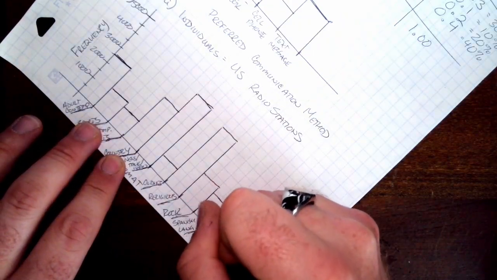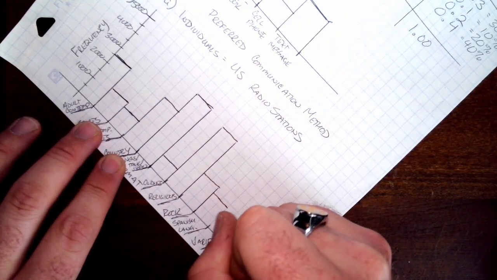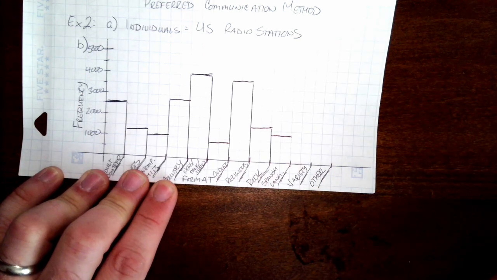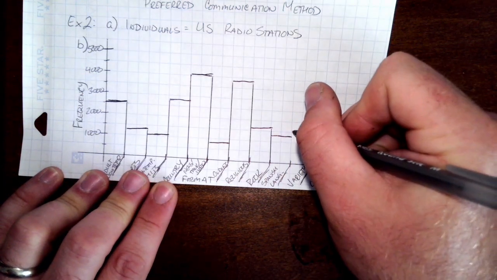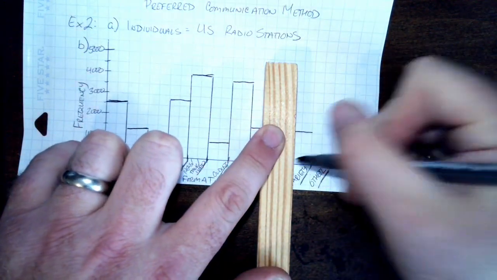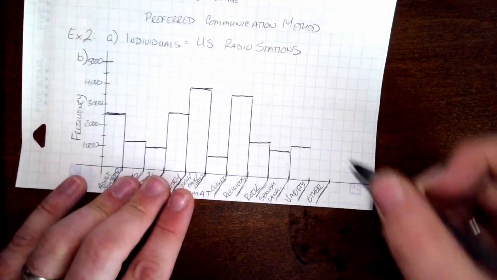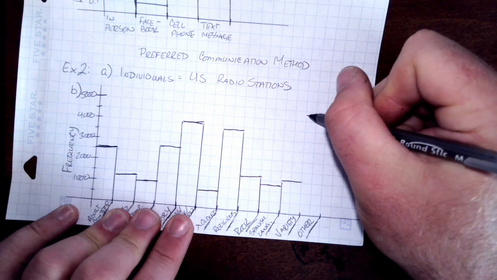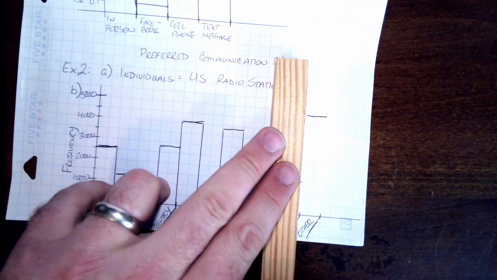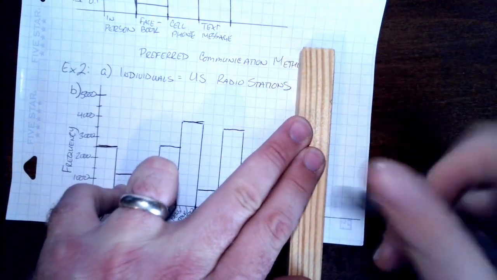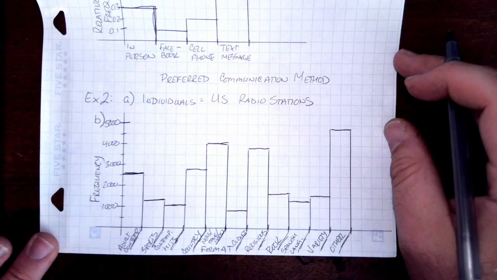Variety and other. We had to have the other so that anything that's not here is still counted as a radio station. So variety, we had 1,500-ish, so just about there. And other types of station, 4,800-ish would get us to about there. And that is example 2A.